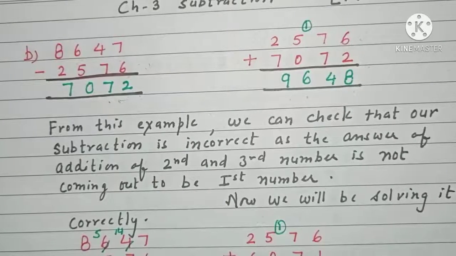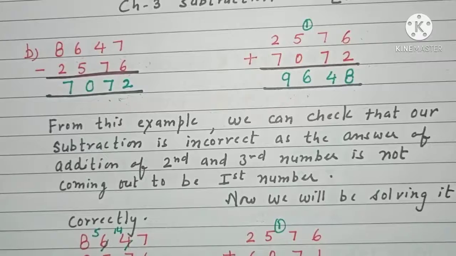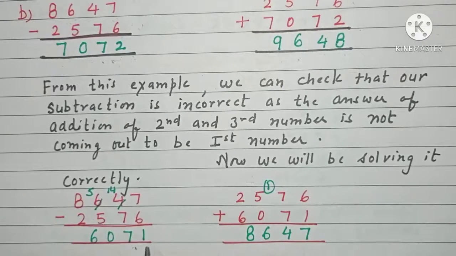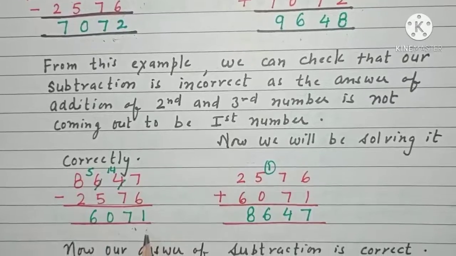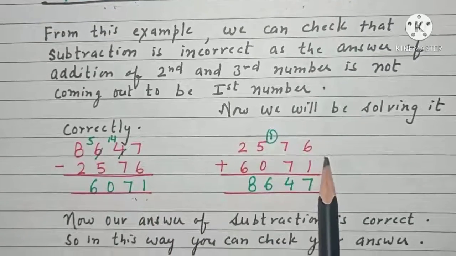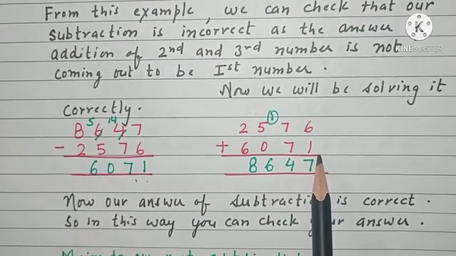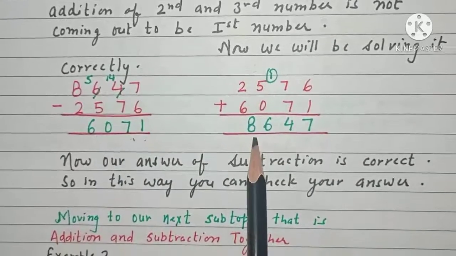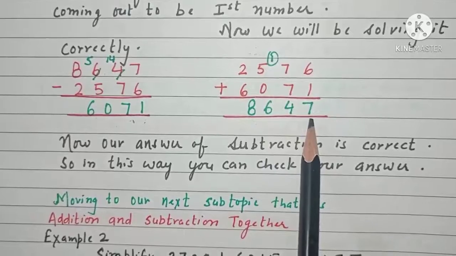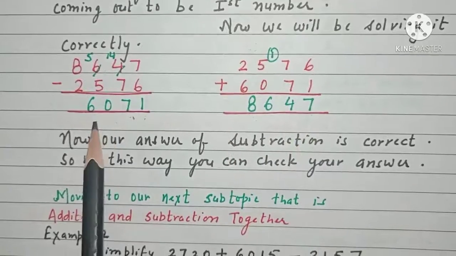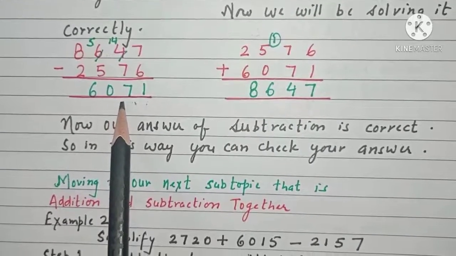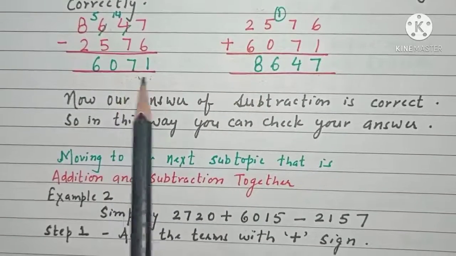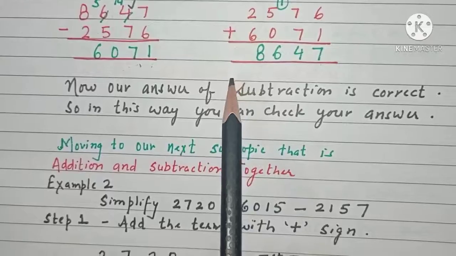On solving again the subtraction, the answer comes out to be 6071. Now we will check the answer by addition. On adding second and third number, the answer is coming out to be the first number, which is 8647. So it means now our subtraction is correct. So in this way, we can check our answer of subtraction by the method of addition.